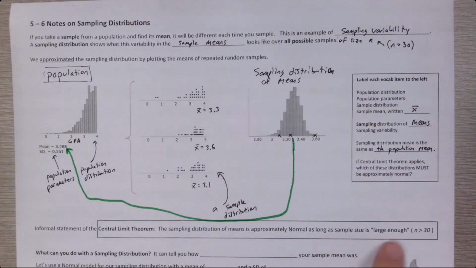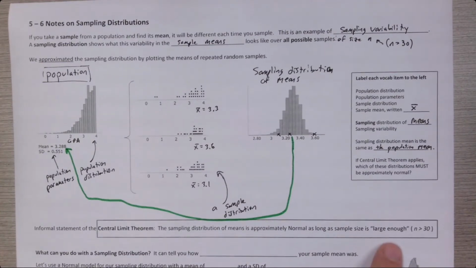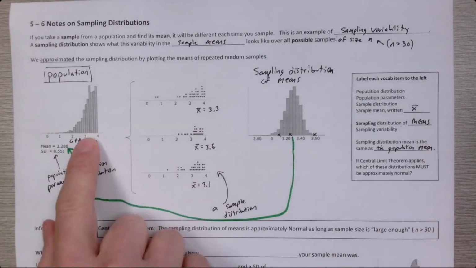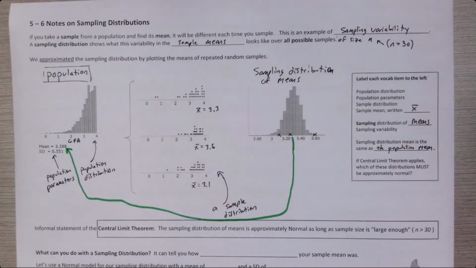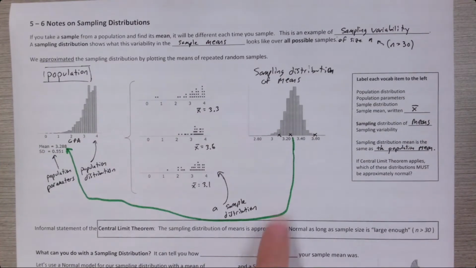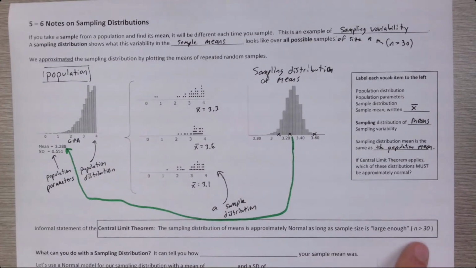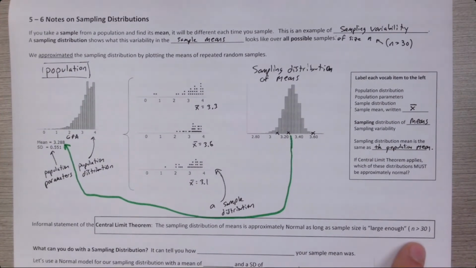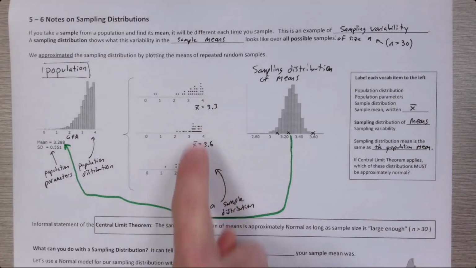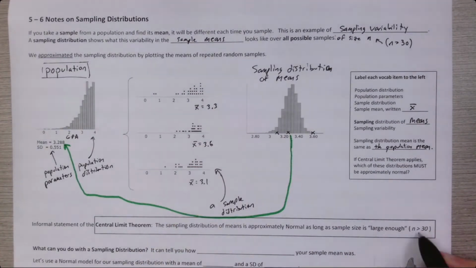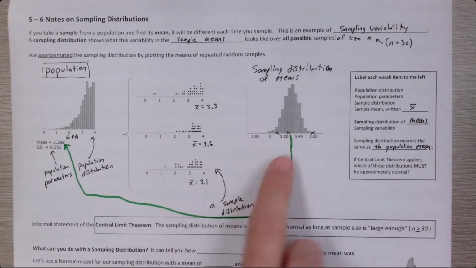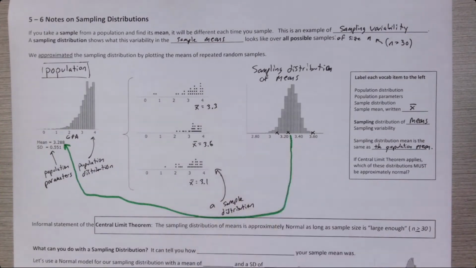This is a bit of a subjective condition because what counts as large enough depends on how close to normal your original population is and how close you want your approximation to normal to be. But the value that our textbook uses and the value the College Board uses is that the sample size has to be at least 30. So as long as each of these samples is 30 or larger, this resulting sampling distribution will be approximately normal.